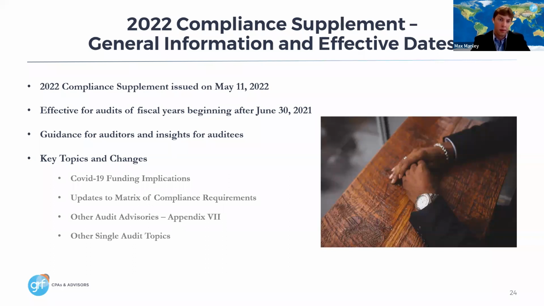So in terms of what we're going to cover for 2022, the most significant changes pertain to COVID-19 funding. There are some implications on risk assessments for programs that receive COVID-19 funding, clarity on funding that qualifies as COVID-19 funding, and some other specifics that we'll get into. The compliance supplement does devote an entire section in Appendix 7 to audit advisories. So we'll touch on some of the key topics addressed there, and also go over some other relevant single audit topics and reminders as we move forward.